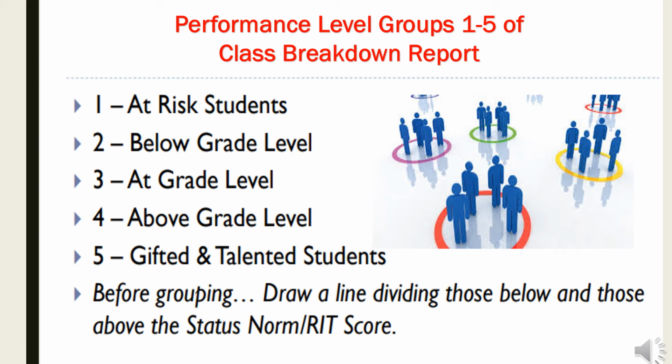So again, these performance level groups, 1 through 5 from the class breakdown report, can be broken down even more, as far as seeing that kids that are in group 1 are at-risk students, group 2 are below grade level, 3 are at grade level, 4 are above grade level, and students in group 5 are gifted and talented. So before grouping on your report, you probably want to draw a line dividing each one of those sections, so you can have a record of which students are going to fall in which performance level group.